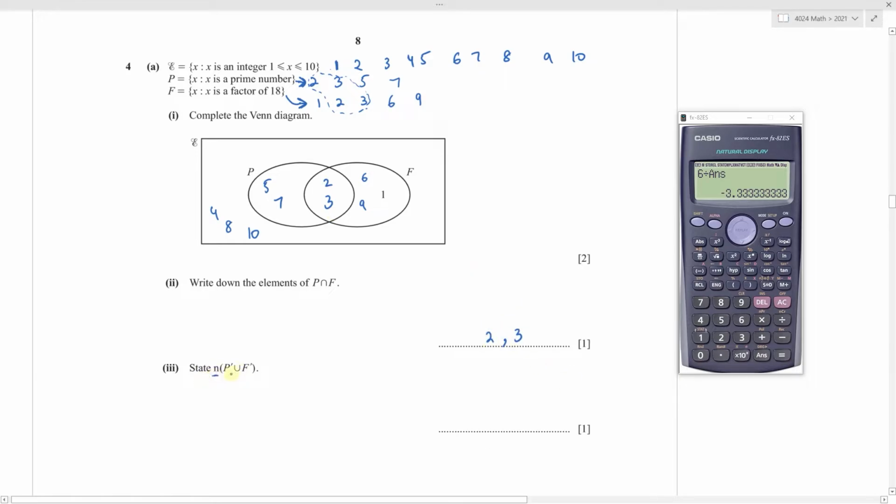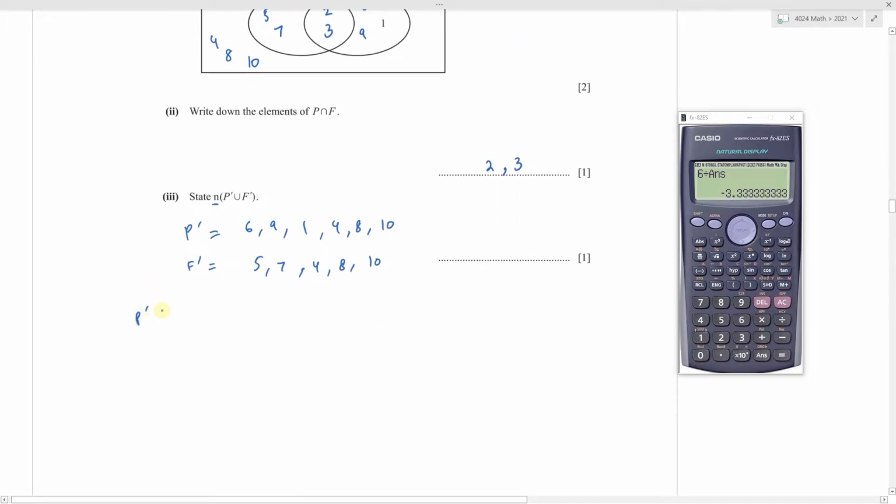State the number of elements in P complement union F complement. So P complement is everything outside of this P. So this is P. Everything outside of P is P complement. So 6, 9, 1 are outside, and 4, 8, 10 are also outside. So this is P complement. What is F complement? Everything outside of this set F. Everything outside F is 5, 7, 4, 8, 10.